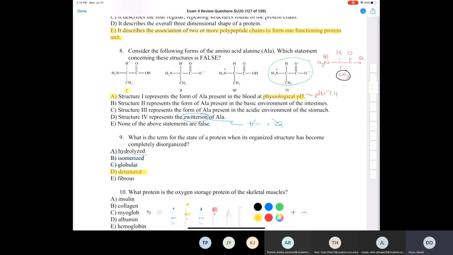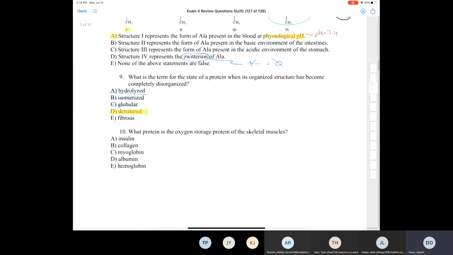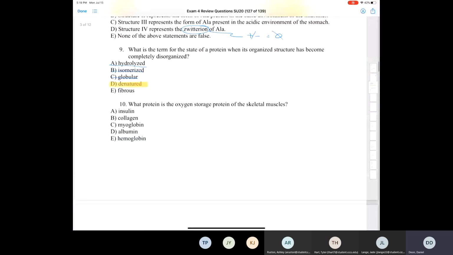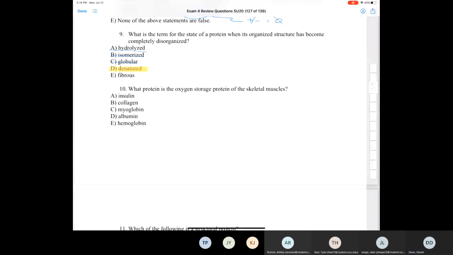Also, I might have mentioned this in my slides. If you've ever tried to grab a hot cookie sheet out of the oven and you see that your skin changes color when it gets burned really quickly, that's denaturation. You've denatured the proteins in your skin.